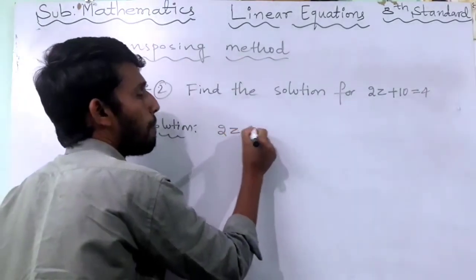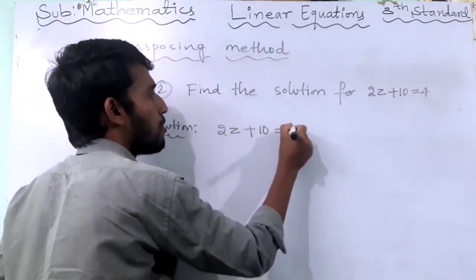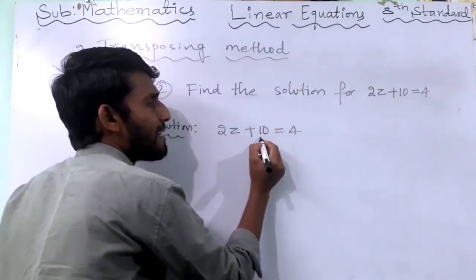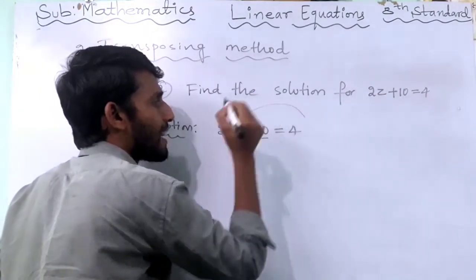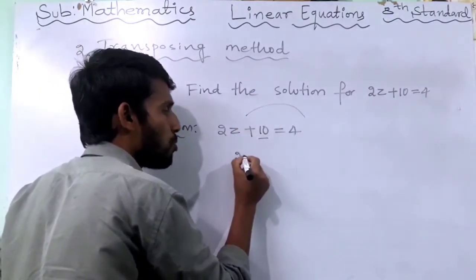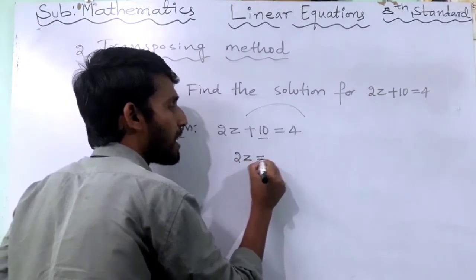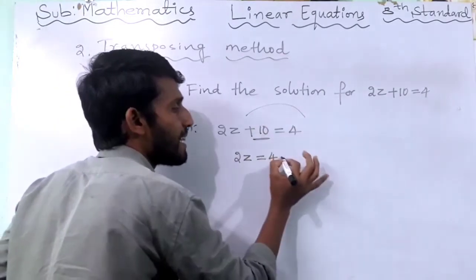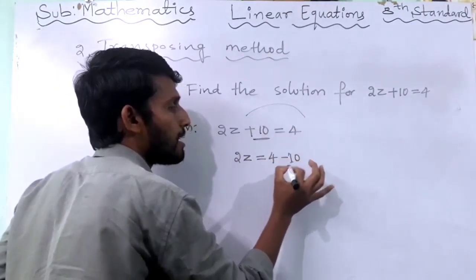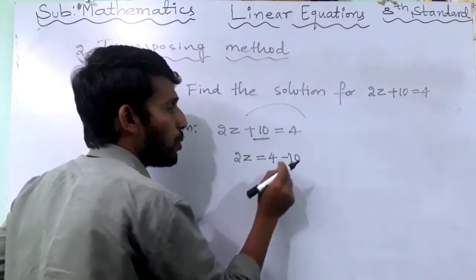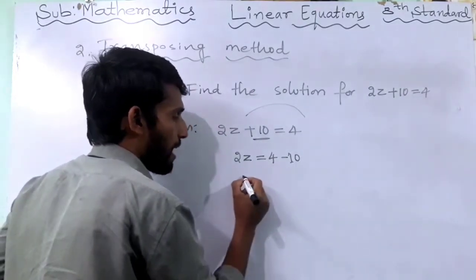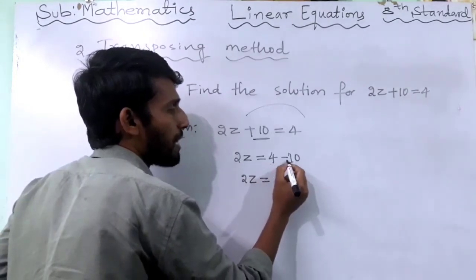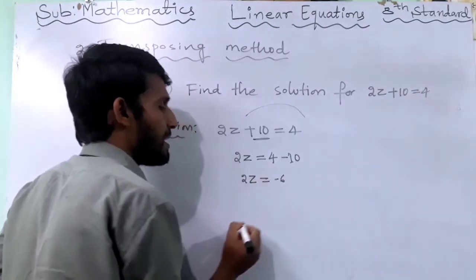2z plus 10 is equal to 4. Now here I am transferring 10 from the LHS side to the RHS side. When we transpose from one side to another side, this positive number becomes a negative number. That is becoming a negative. See here, when you do the subtraction, you will get 2z. When you do the subtraction, you will get minus 6.